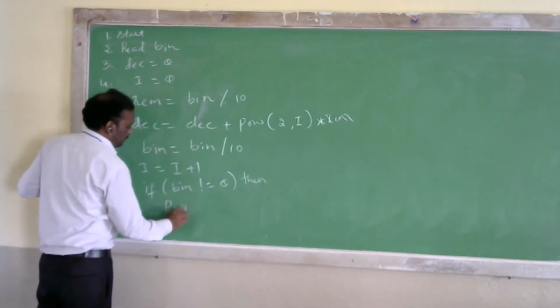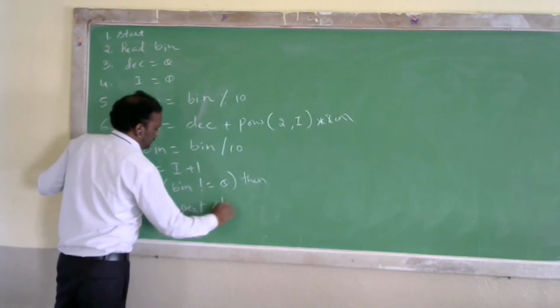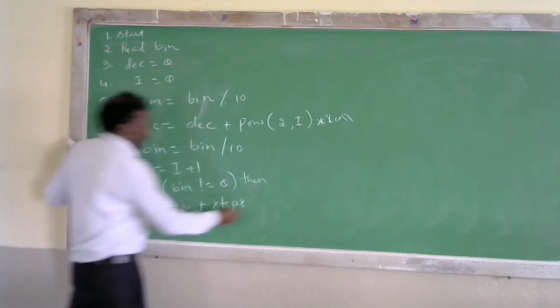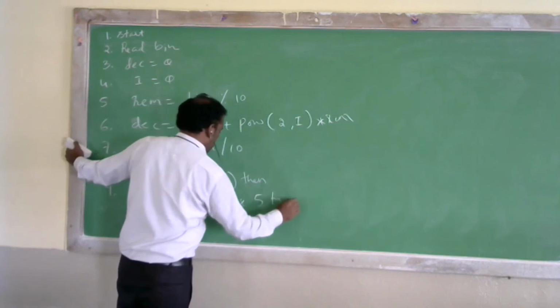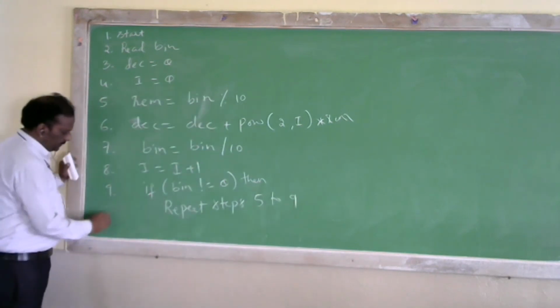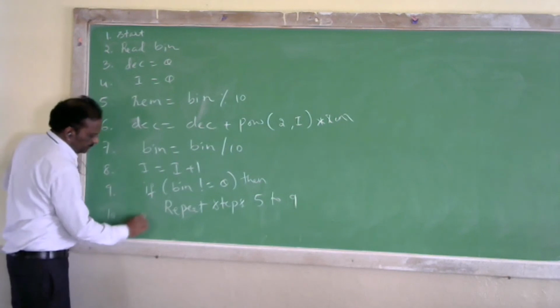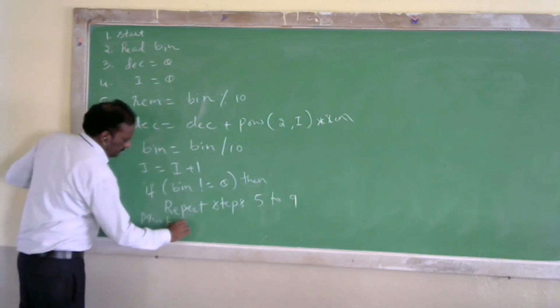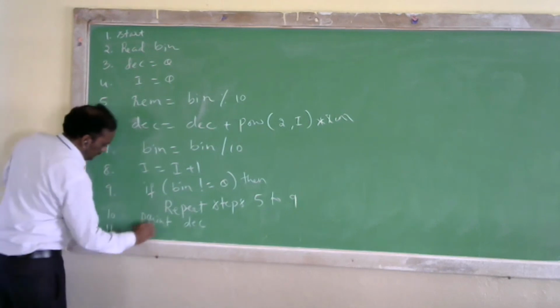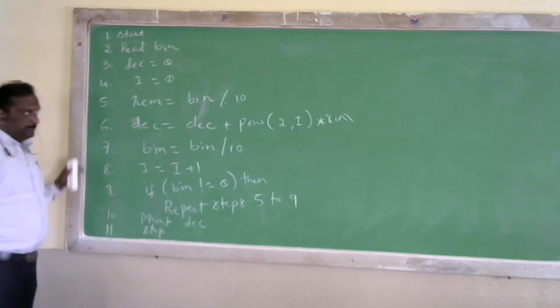then repeat steps 5 to 9. When the binary value will become 0, then print the decimal result. Print decimal. What is the last step? Last step will always be stop.